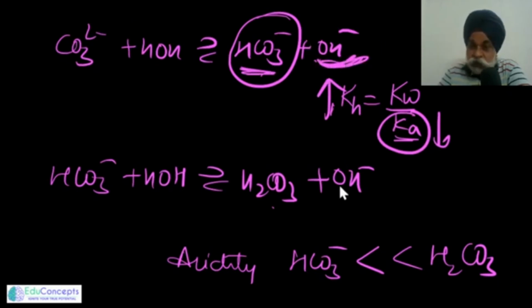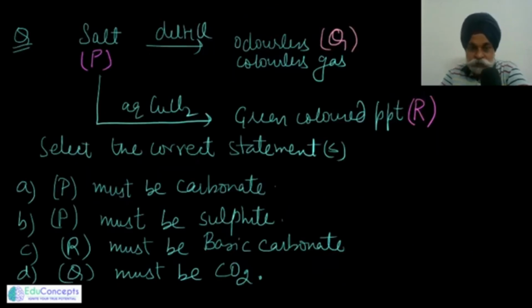Although both the solutions are basic, this is slightly greater than 7, but this is almost greater than 9 or 10. A pH greater than 9-10 makes the phenolphthalein pink. So here the answer we will take is carbonate. If phenolphthalein had not been mentioned, then we would have gone for carbonate and bicarbonate. Okay, moving on to the next question.